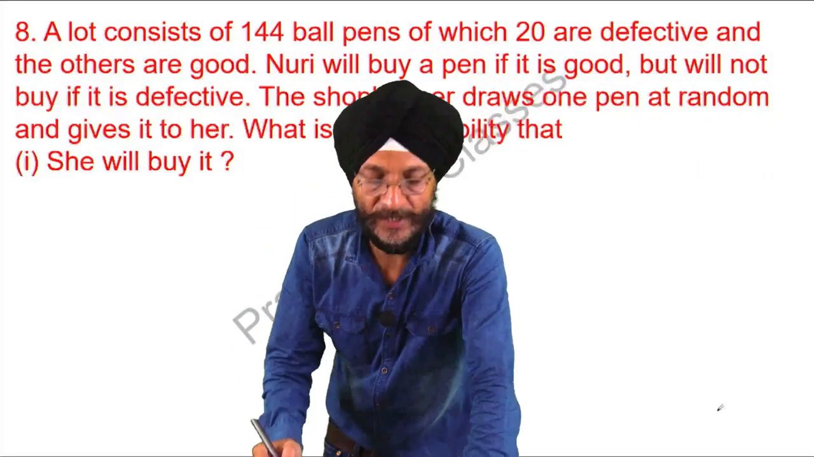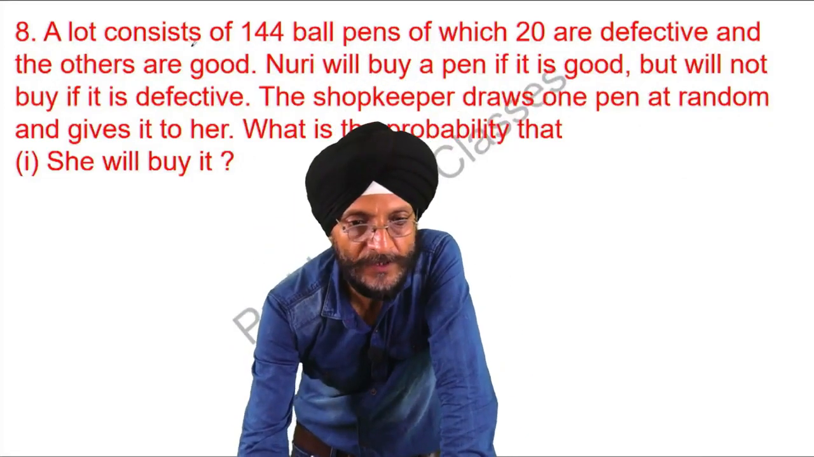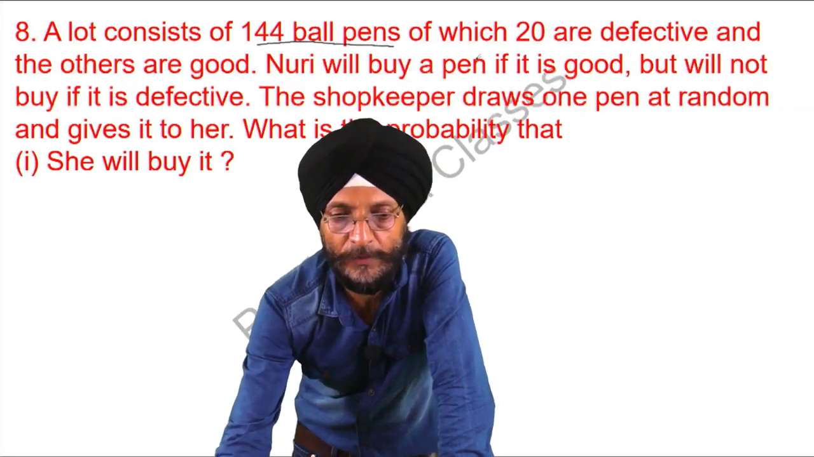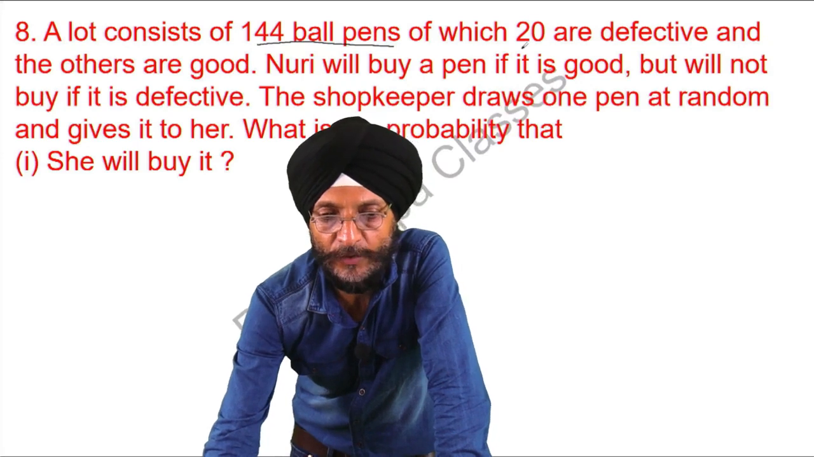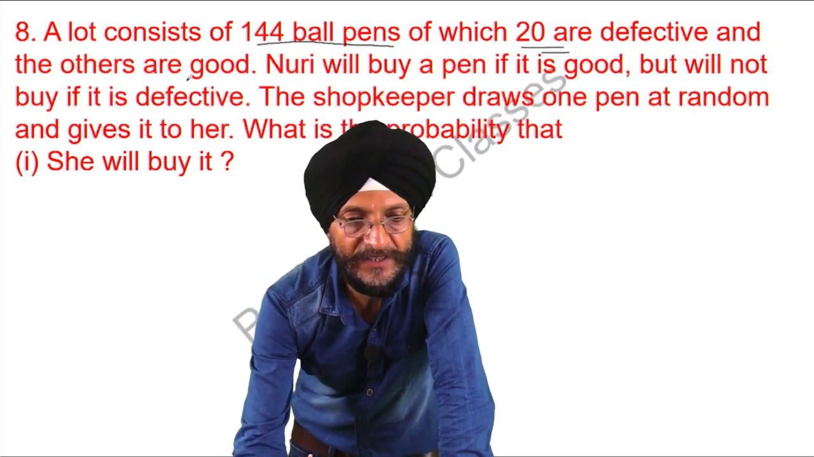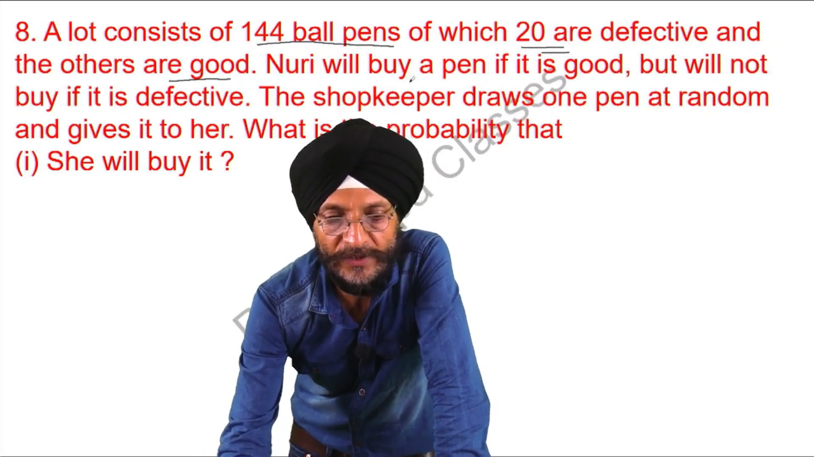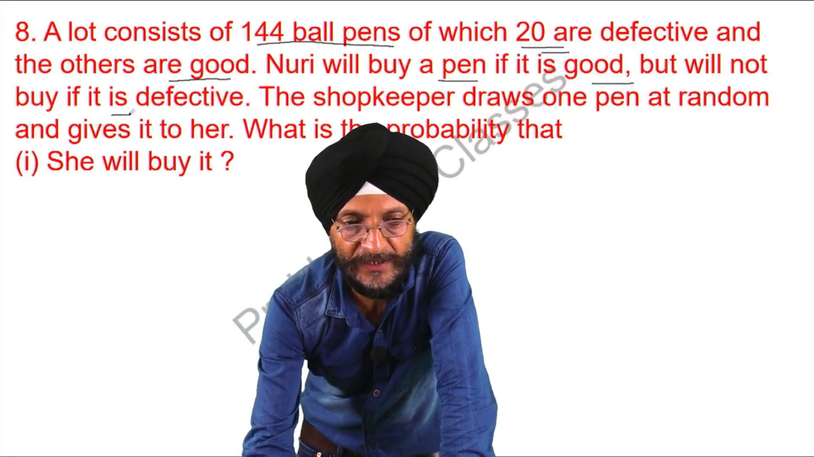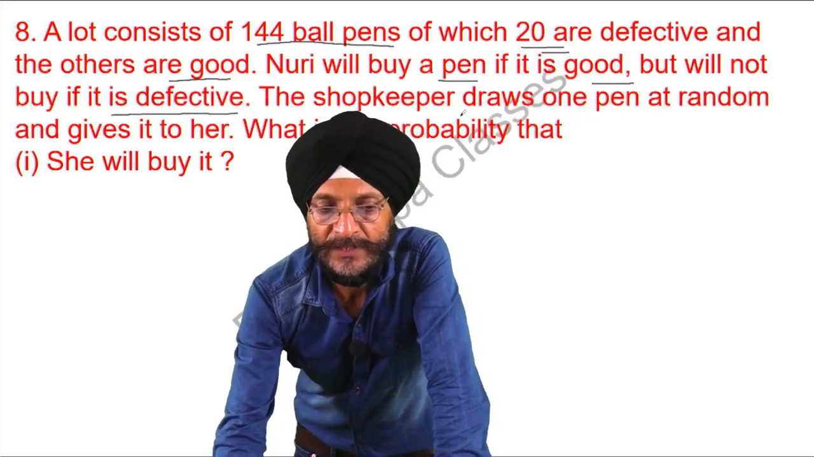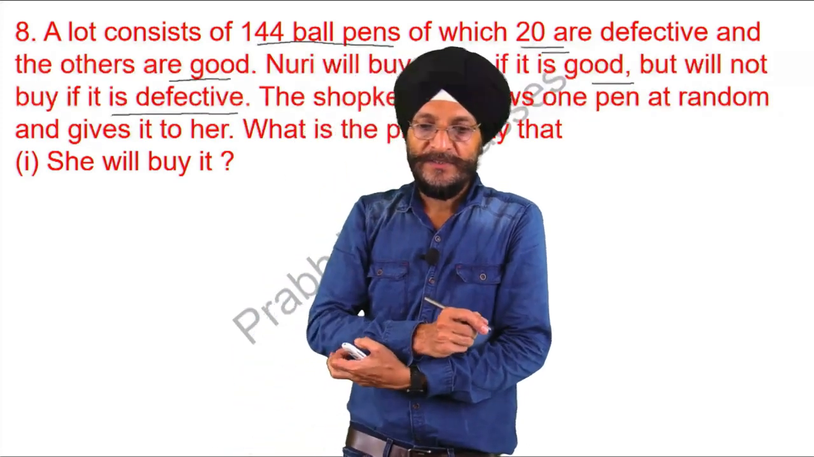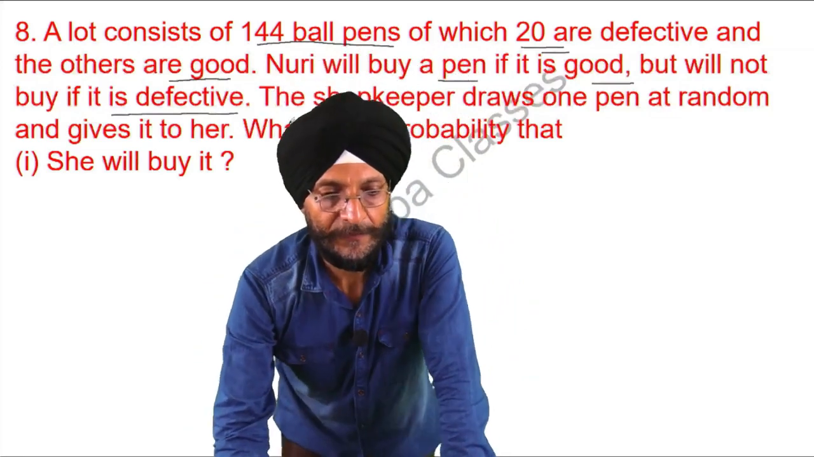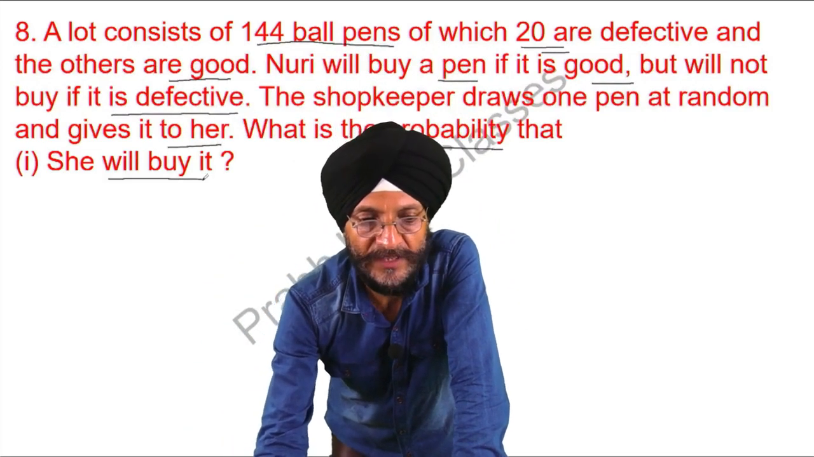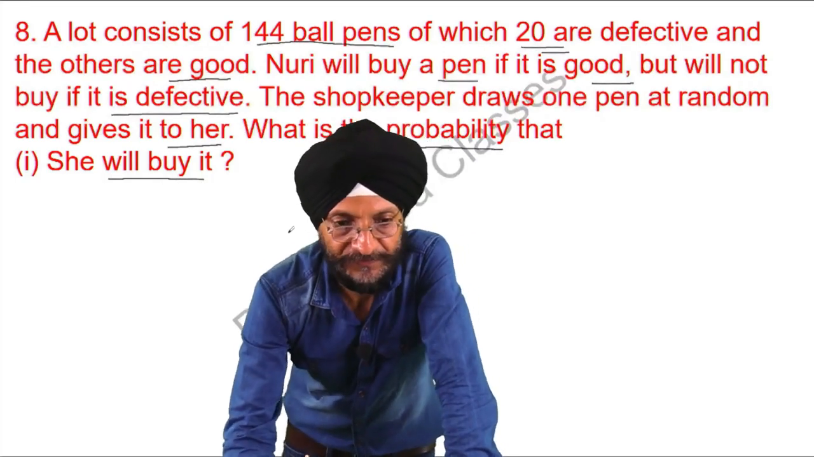Now the question before us is, a lot consists of 144 ball pens, of which 20 are defective and the others are good. Noori will buy a pen if it is good, but will not buy it if it is defective. The shopkeeper draws one pen at random and gives it to her. What is the probability that she will buy it?